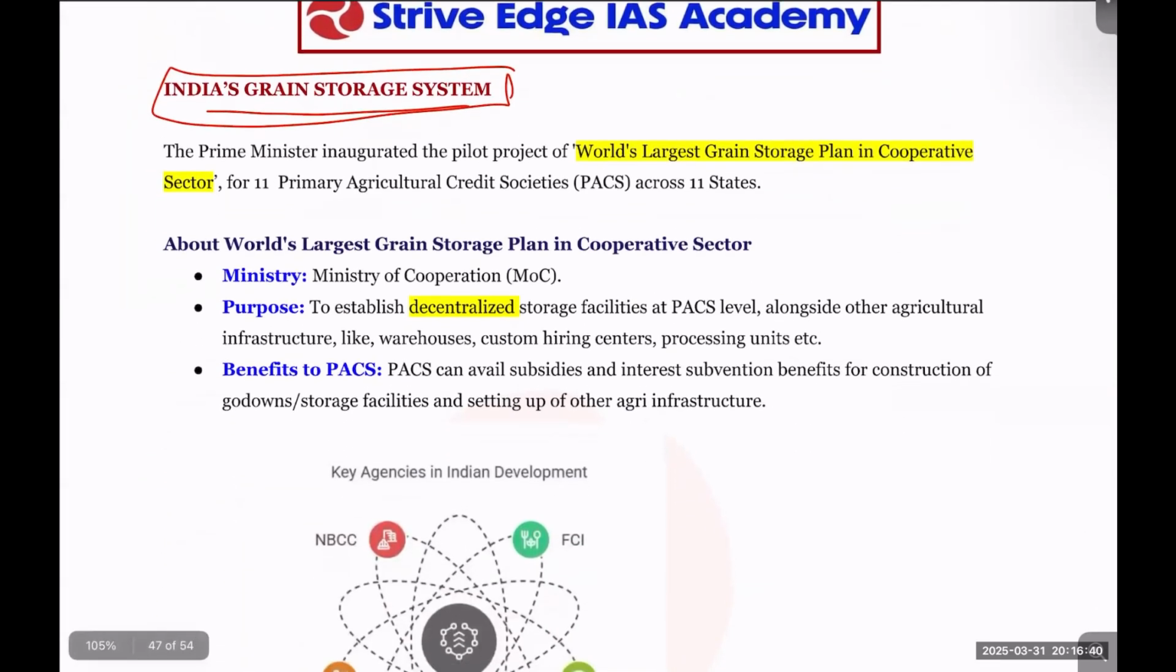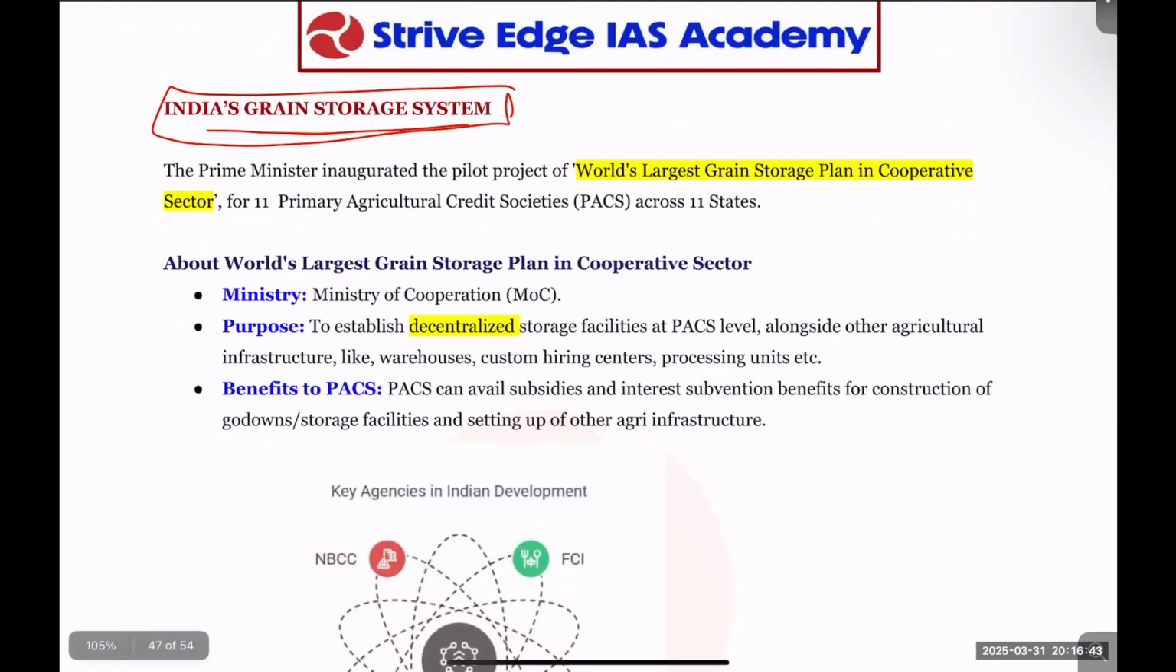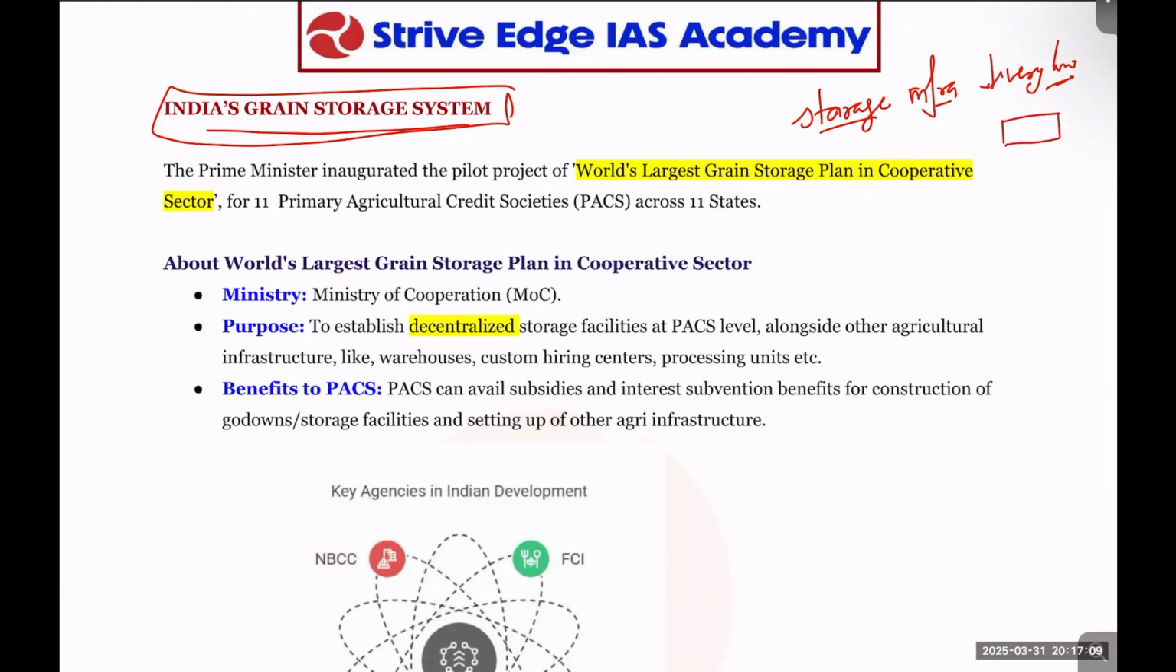So what actually was the issue till now? It was that the storage infrastructure in India was very low. So what actually was happening, once the FCI was buying or procuring the wheat and rice or another crop that it wants to, then it was storing those in sachets or packets of 50 kgs, and then it was stacking them one over the other, right?